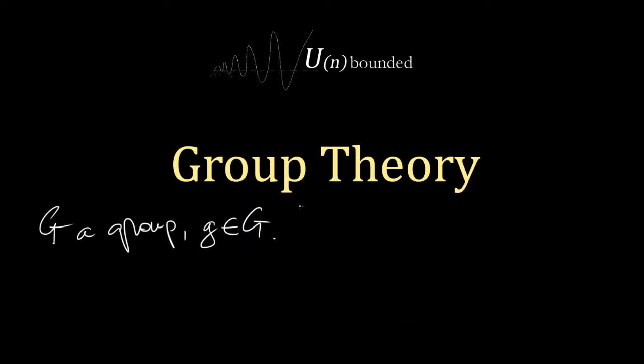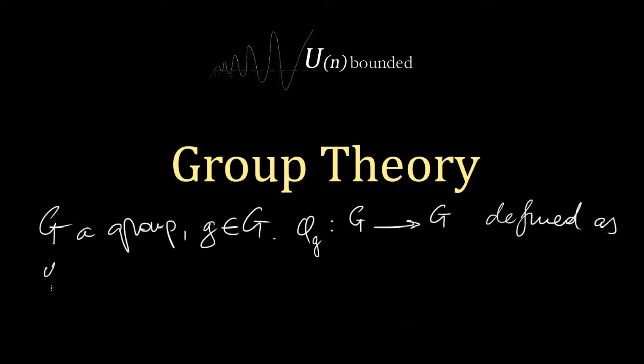I'm going to write it down. So we have a function which we call little phi of g. You'll see this notation a lot of times. It's very useful in abstract algebra. Anyways, we have this function that is a mapping from the group G into itself, and is defined as little phi of g of x is equal to g x g inverse for all elements x of the group.